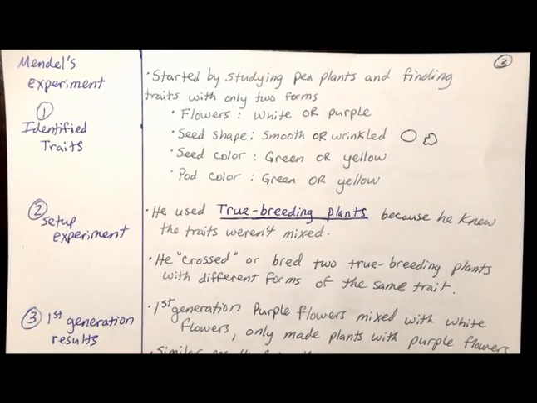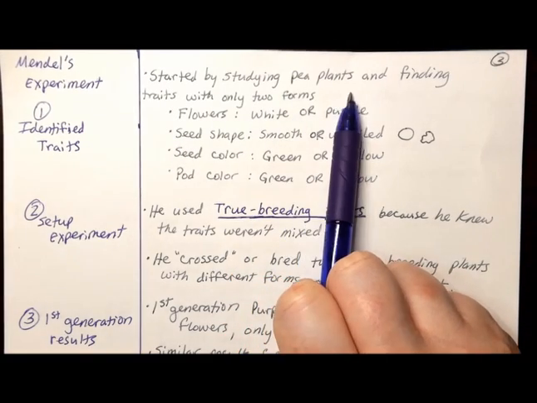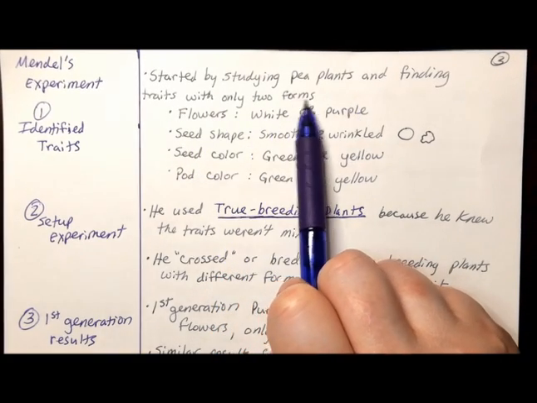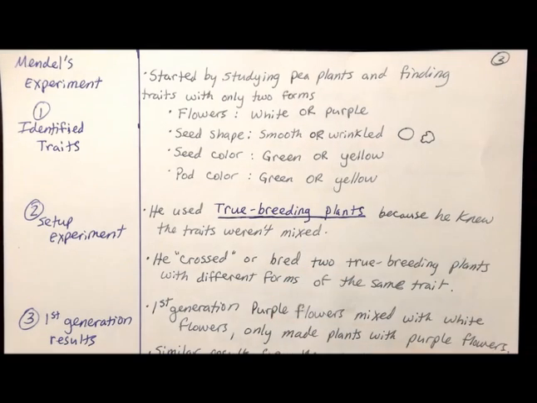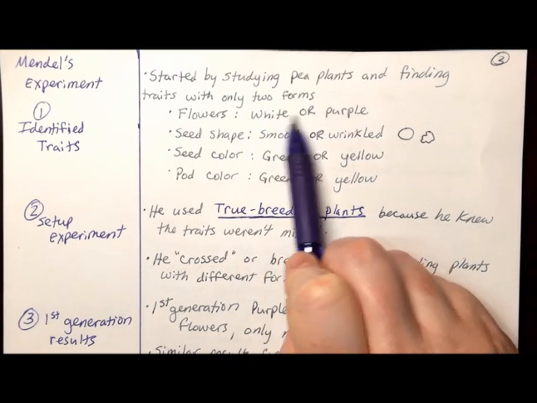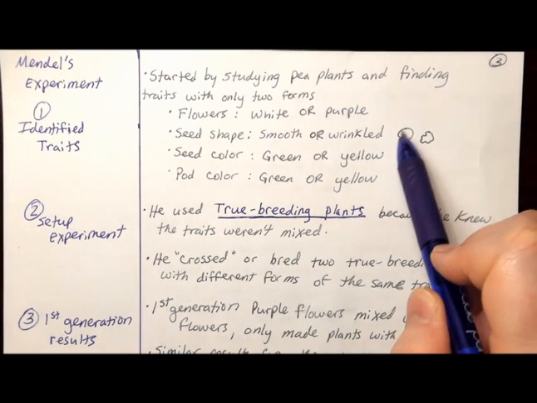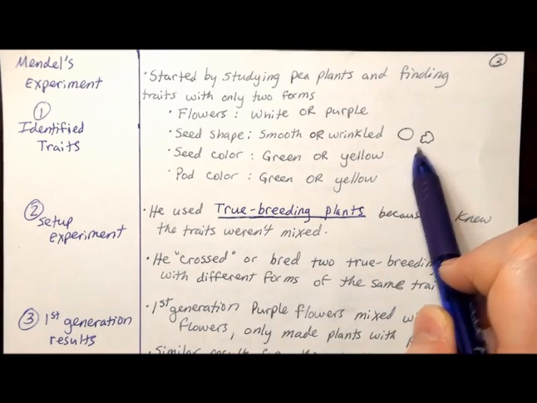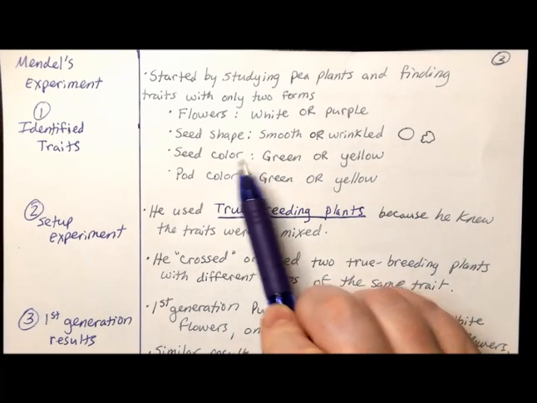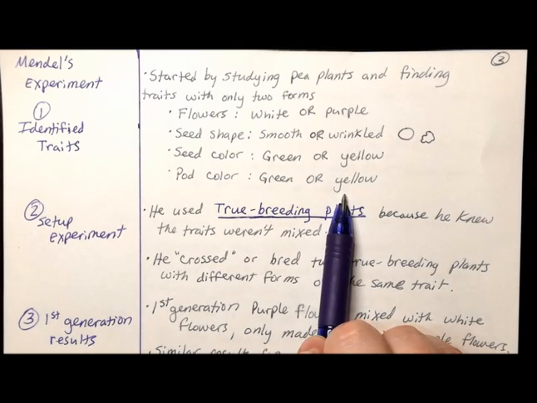All right, so how did he do his experiment? He first started by studying pea plants and finding traits that have only two forms. He didn't just start breeding these pea plants and guessing. He actually looked at pea plants and noticed that flowers can either be white or purple. Seed shapes were either nice and smooth and round, or all wrinkly. The seed color could be green or yellow, and the pod color could be green or yellow.